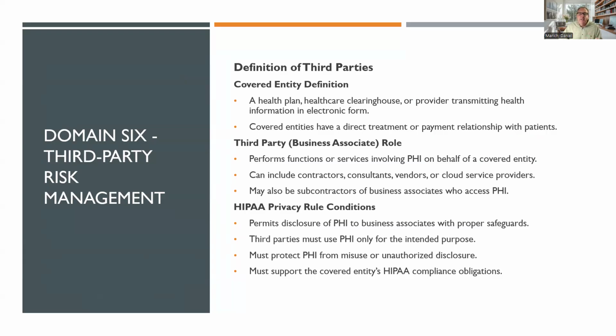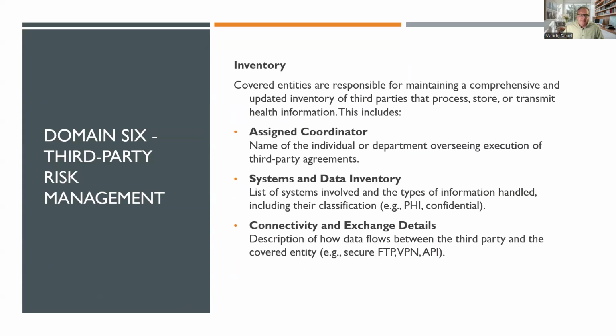The third party is the business associate. So this performs functions or services involving protected health information on behalf of the covered entity. That can include contractors, consultants, vendors, cloud service providers, and may also be subcontractors of business associates who access protected health information. Okay, so we just went through this lecture last week. I'm not going to go through too many of these things, but for the privacy rule conditions, you want to consider those in regards to what's permitted and what's not permitted and how it's permitted.